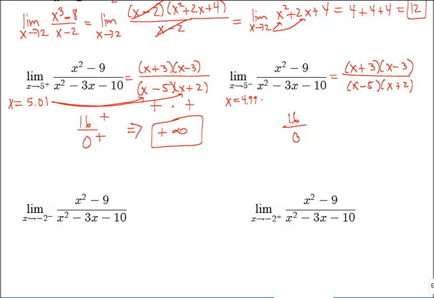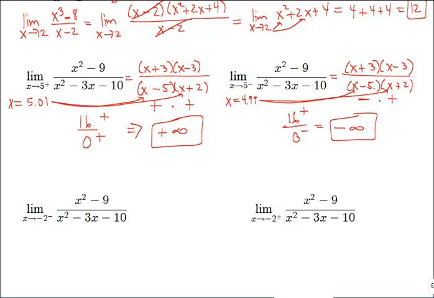So if you were to plug that in right here, 4.99 minus 5 is negative 0.01, so that's negative. If you plug in 4.99 right here and add 2 to that, that stays positive. So we have a negative times a positive, which means this is going to 0 through negative values. 16 is obviously positive, so a positive divided by a negative goes to minus infinity.